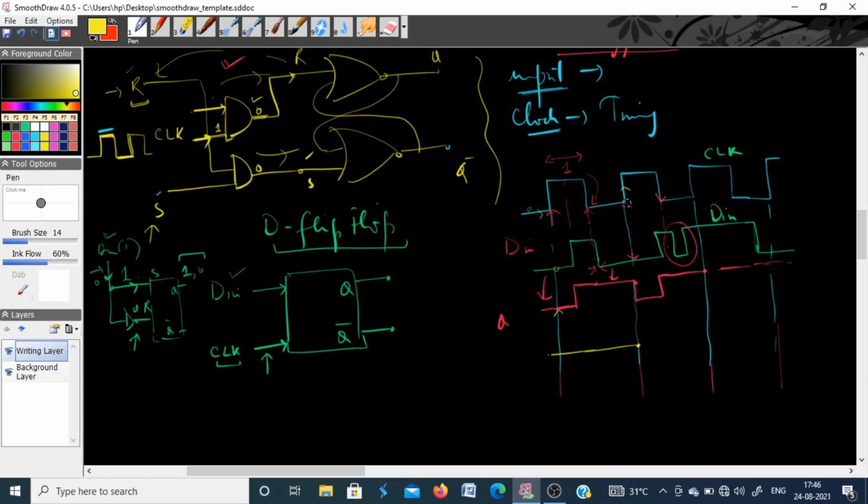Now see, at this time when the next pulse comes, your output will again follow the input. The input is again at logic 0, so your output will remain at logic 0. The next transition takes place when the clock again goes from 0 to 1. At this time your input is at logic 1, so your output will be at logic 1. So this is the output for an edge triggered flip-flop.